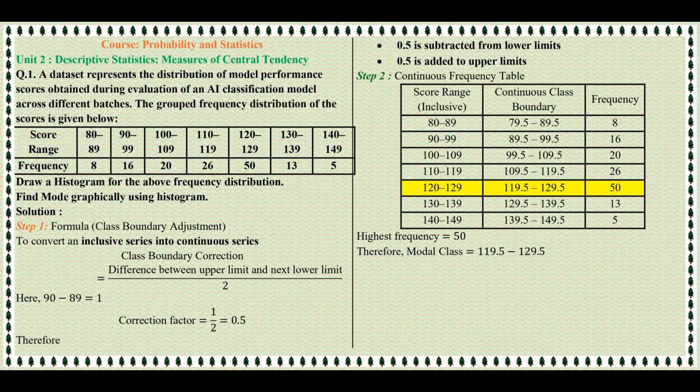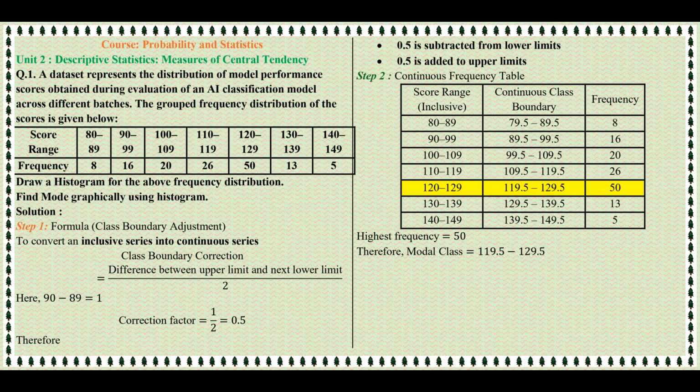Now we adjust the classes. We subtract 0.5 from each lower limit and add 0.5 to each upper limit. So the continuous classes become 79.5 to 89.5 with frequency 8, 89.5 to 99.5 with frequency 16, 99.5 to 109.5 with frequency 20, 109.5 to 119.5 with frequency 26, 119.5 to 129.5 with frequency 50, 129.5 to 139.5 with frequency 13, 139.5 to 149.5 with frequency 5. Now carefully observe this table in your mind like a board in front of you.